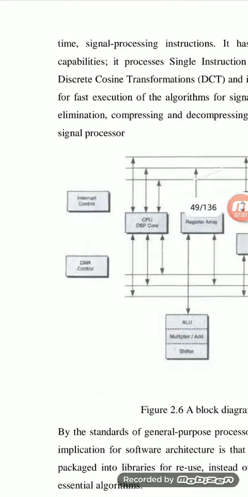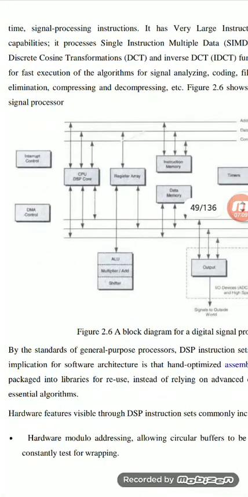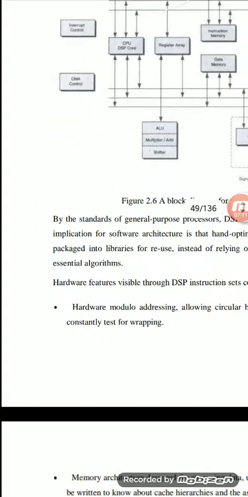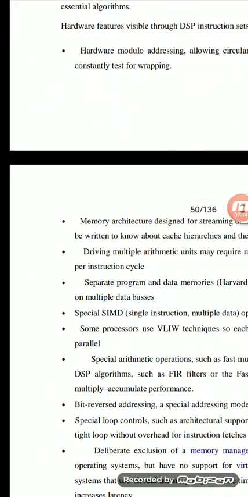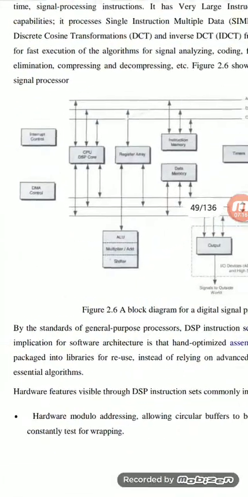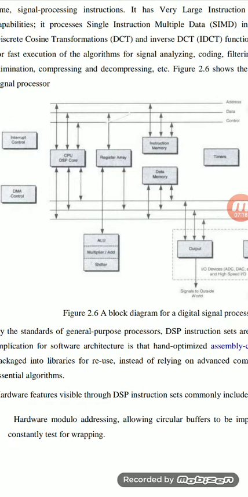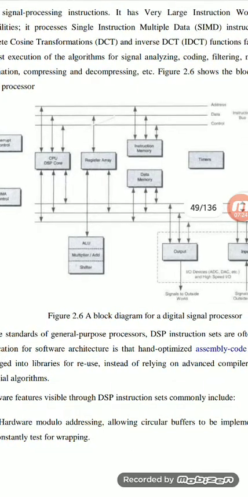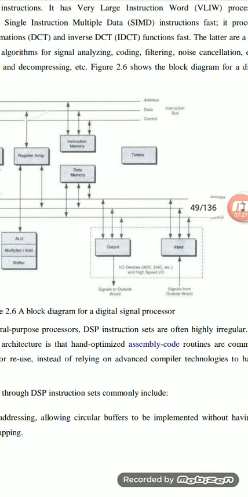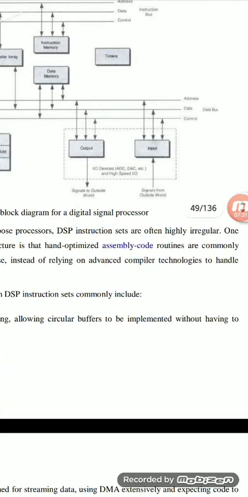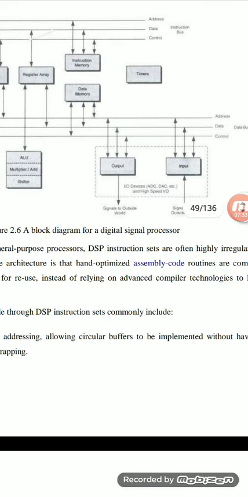DMA, direct memory access. Okay, this DMA means multiple access to the entire CPU, DSP core, ALU, register array, data memory, instruction memory, timers, outputs and inputs, the instruction bus, and at the same time the data bus. Okay, that is the instruction bus and the data bus.